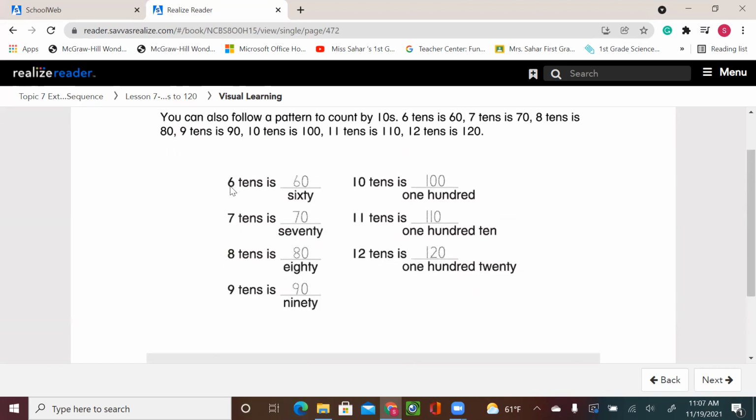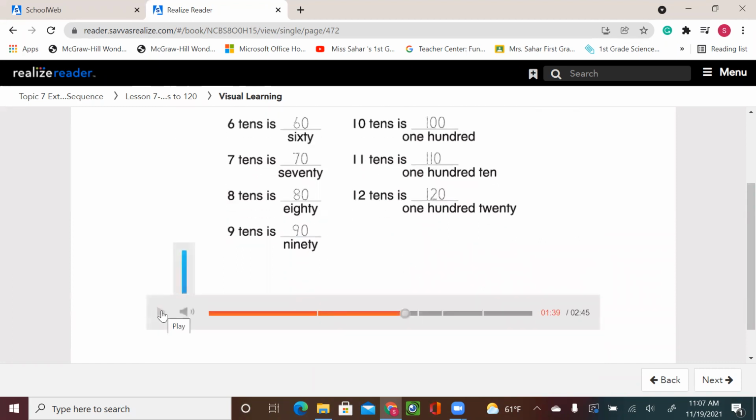All right, so as we see, 6 tens means 60, because when I say 6 tens, it means 6 groups of tens, and each group of 10 has 10 counters. So I'm counting 10 counters 6 times. 6 tens means 60, 7 tens is 70, 8 tens means 80, 9 tens is 90, 10 tens means 10 groups of tens, which means 100. 11 tens is 110. That means I have 10 groups of tens and one more, that's 11. 12 tens is 120. All right, let's go for the next one.